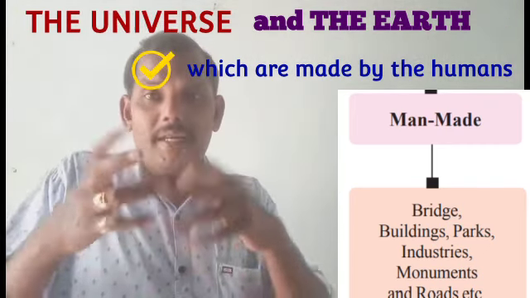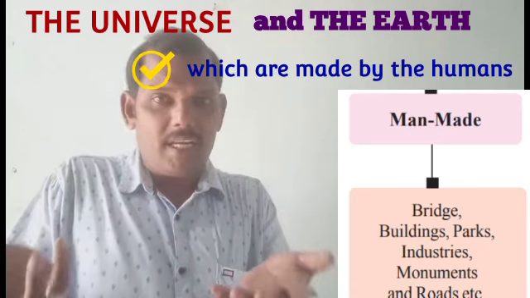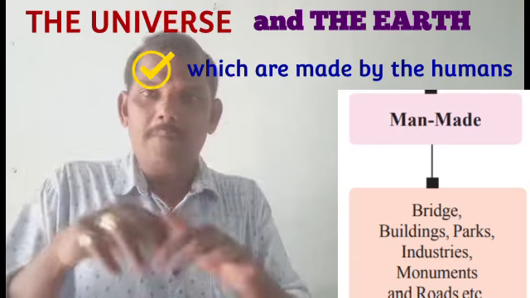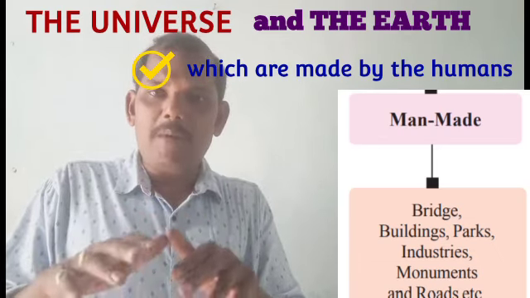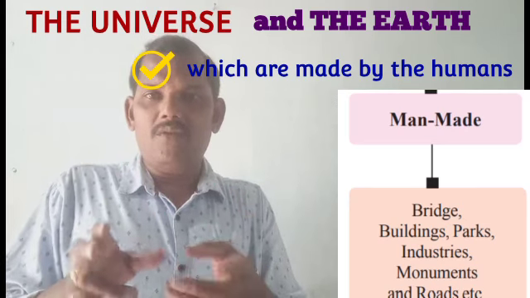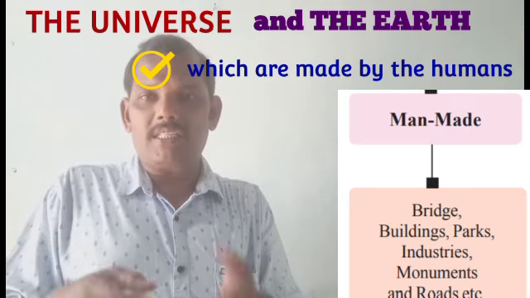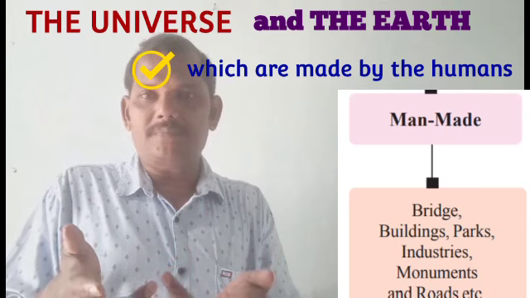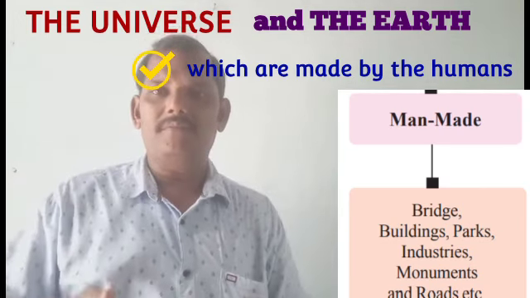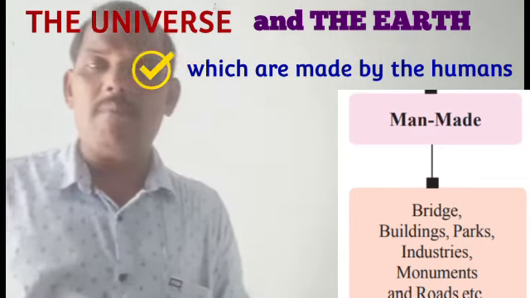That means who made these things? Not made by nature. These are made by human beings, with the help of nature. With the help of nature, we make things. We are constructing the factories, the buildings, the houses, laying the roads. These are all things we have made. That's why these are called man-made things.